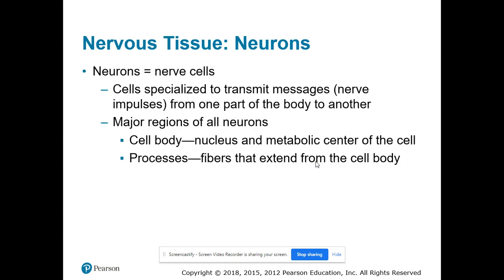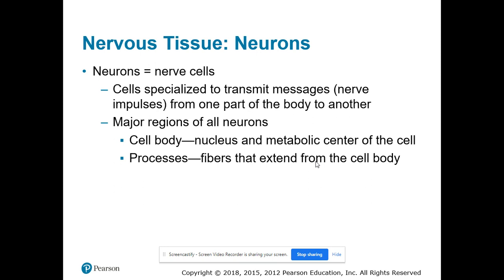Now that we've talked about supporting cells, let's delve into how a neuron is structured. Just to clarify, neurons are commonly called nerve cells, and they function to transmit messages, or in other words, nerve impulses, from one part of the body to the other. So how does us seeing a step in front of us transmit to our brain, and how does that get transmitted to our foot to step up?